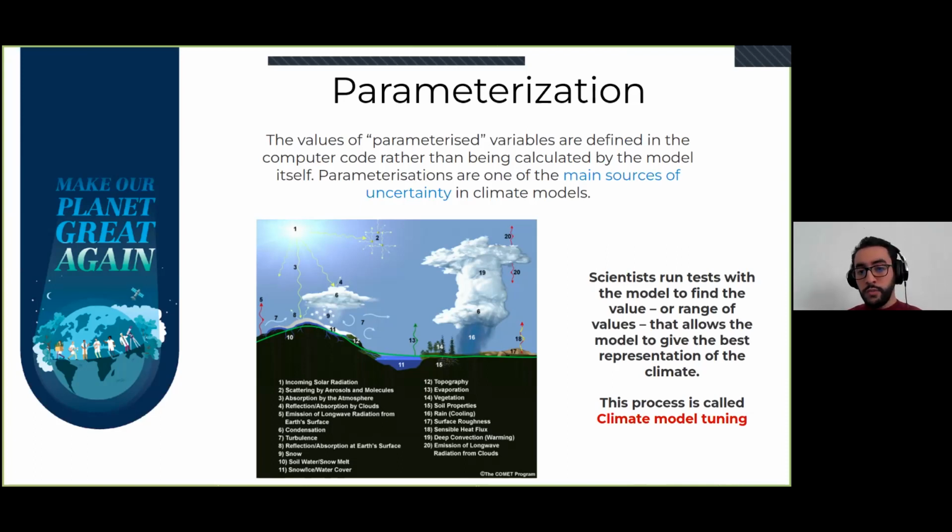So in general, what scientists do is that they run tests with the model to find the values or range of values that allow the model to give the best representation of the climate. We will be talking about this because this is one of the main subjects of this presentation, and this is what we call climate model tuning. Okay, we'll come back to this later.